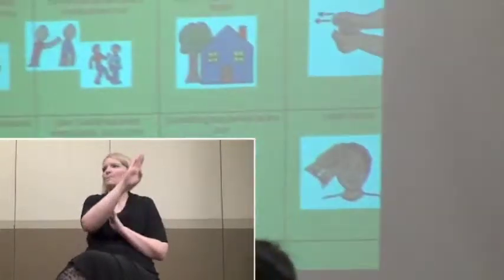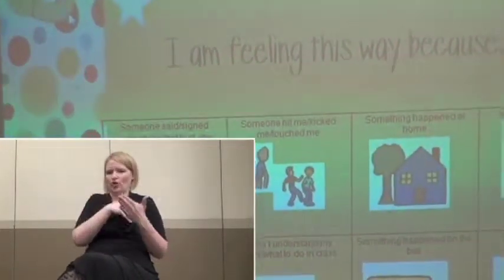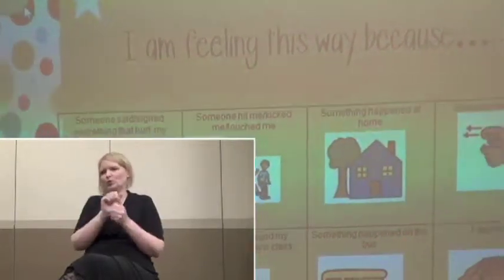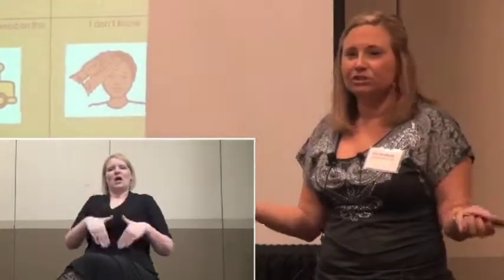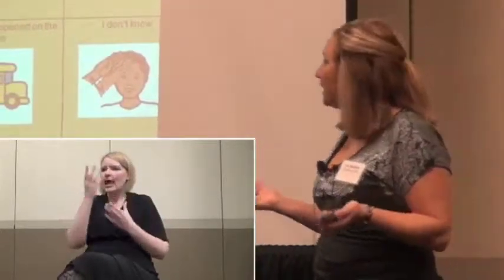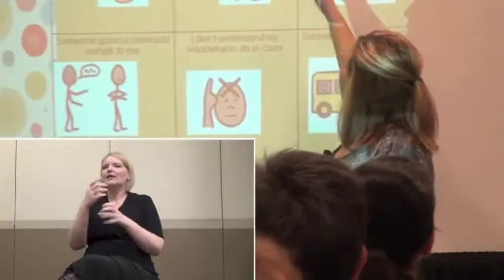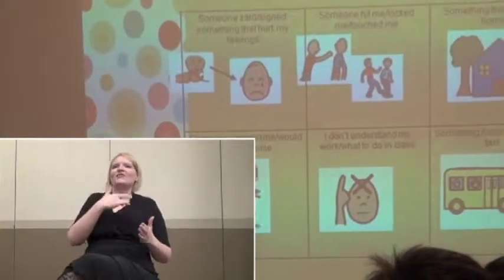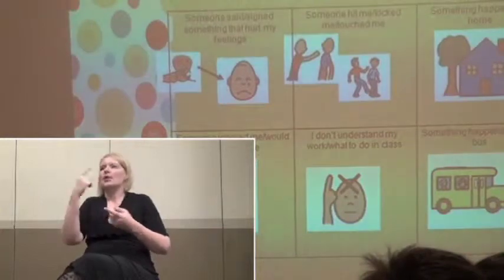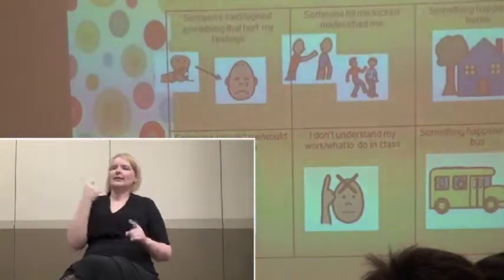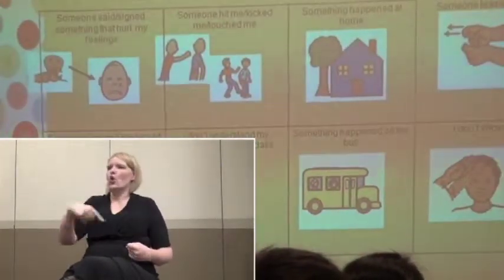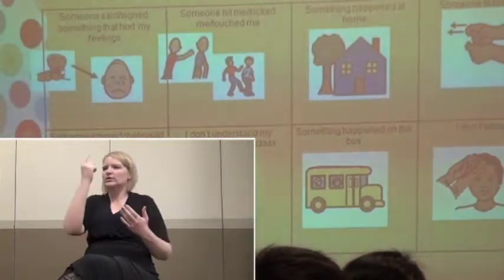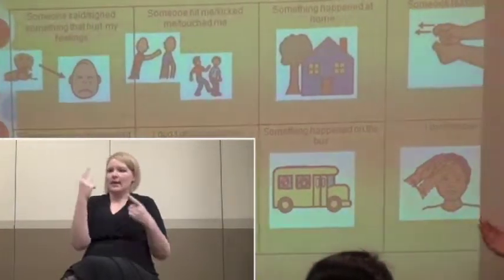The student that I was using that with in the past, I still am, she's kind of balanced out her moods. I feel like they're more under control. But I would find that she would be so upset and crying, and she could not tell me what was going on. So I took Boardmaker and I put, I'm feeling this way because someone said or signed something that hurt my feelings. Someone hit me, kicked me, or touched me. Something happened at home. Someone teased me. Someone ignored me or would not talk to me. I don't understand what to do in class. Something happened on the bus, or I don't know why I'm feeling this way.